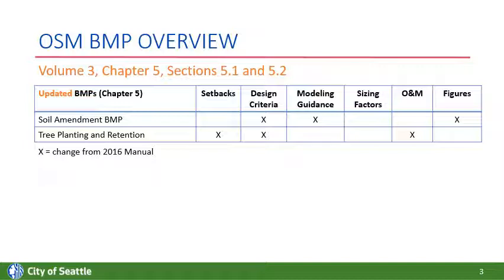So for volume 3, these are some updated BMPs in chapter 5, and the X's in the table indicate changes from the 2016 manual, and we'll look at the specific key changes here in the next couple of slides. So it will include the soil amendment BMP and the tree planting and retention BMP.